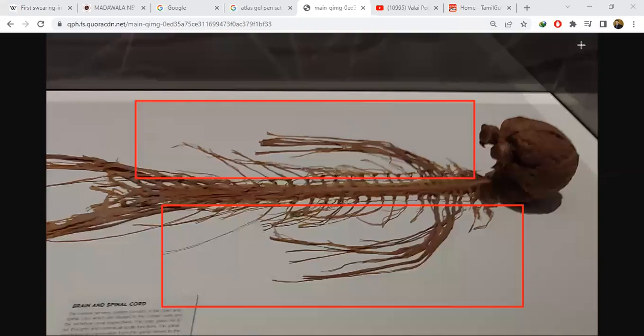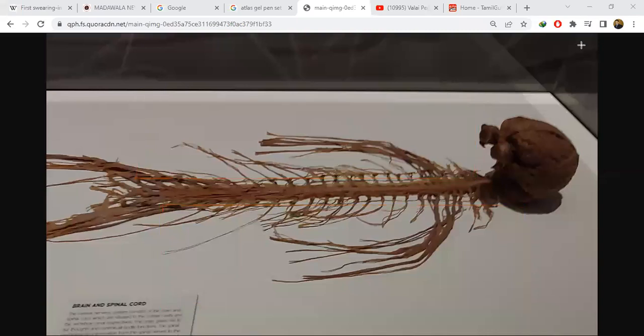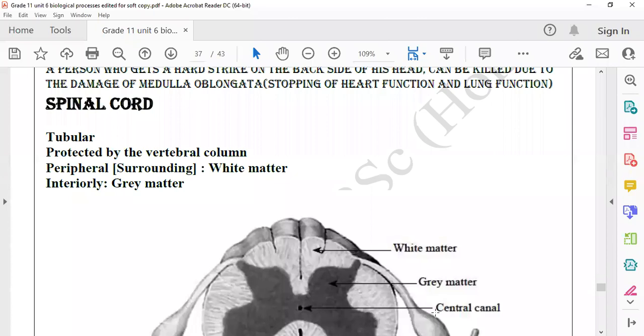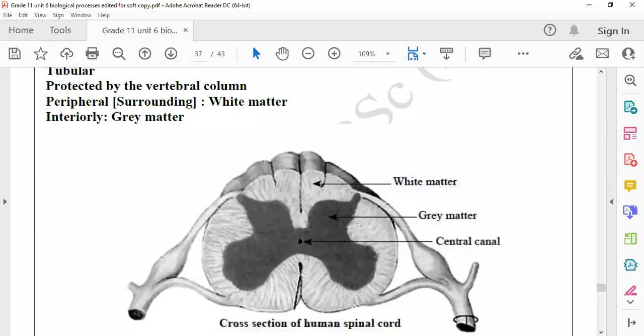How many pairs? Check your tube. How many pairs? 31 pairs. Right. Here, that is the real one.